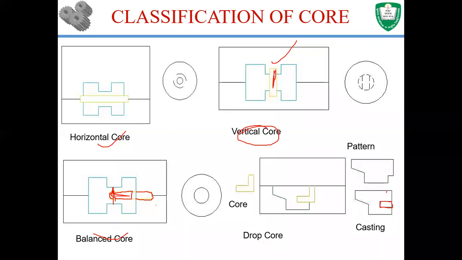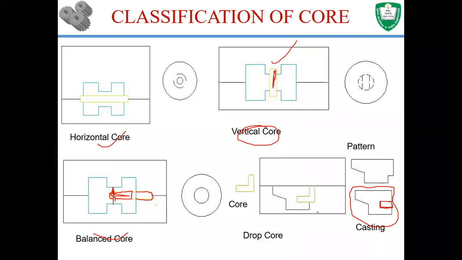So you want to make a casting like this, and you want a cavity in the casting like this. In that case, you can obtain that using a balanced core placed in this position. But instead of using a balanced core, drop core placement is much easier.